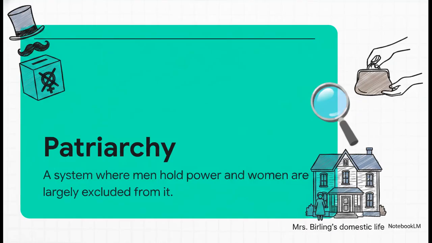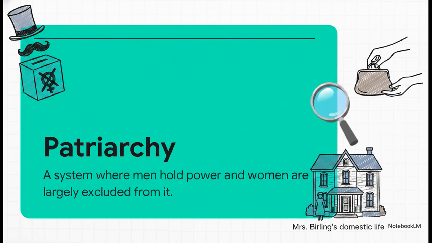Just to make sure we're all on the exact same page, let's quickly define patriarchy. It's essentially a societal system where men hold the primary power and women are largely excluded from it. Now, in 1912, this dictated everything from voting rights right down to who controlled the finances.